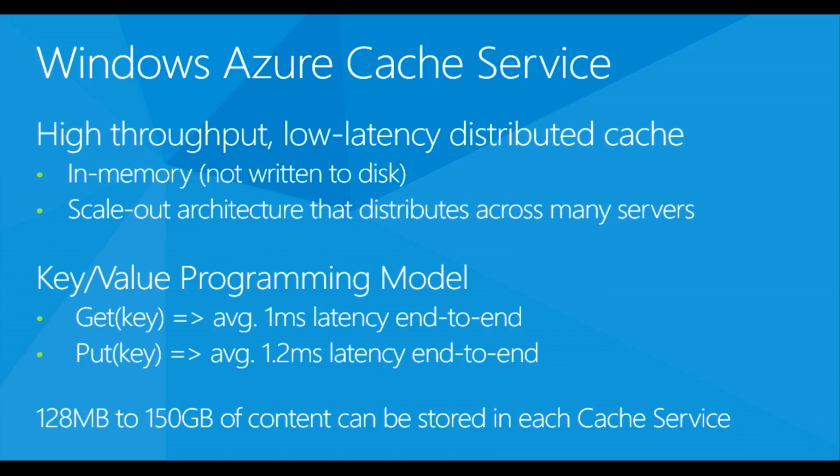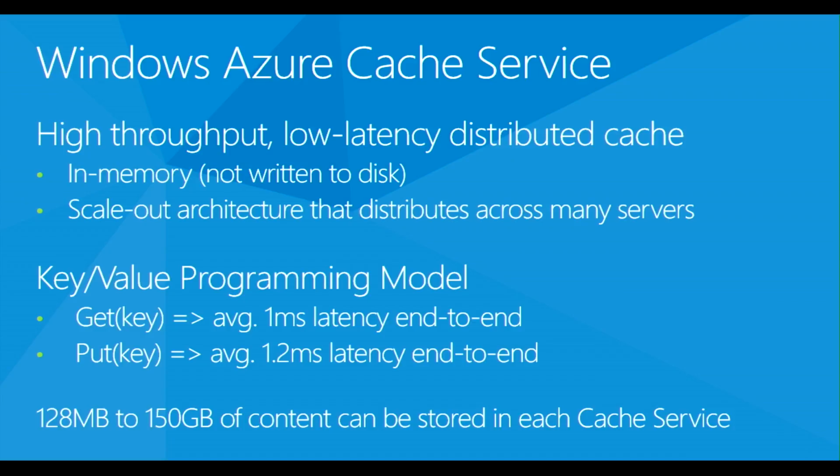It's a high throughput, low latency distributed cache. When you store something in the cache, it's not written to disk, it's stored in memory. And it's built with a scale-out architecture so that we can keep adding servers and make it look like one giant cache that's storing hundreds of gigabytes of memory. You don't have to worry about the fact that it's scaled out across multiple servers or how it's partitioned. We do that partitioning for you. And it's basically a very simple key value programming model.